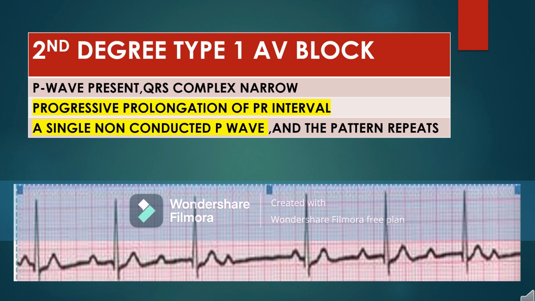Second degree AV block type 1. So here P wave is present, QRS complex is narrow. Here you can see progressive prolongation of PR interval. And after that a single non-conducted P wave can be found. So the PR interval keeps on increasing or prolonging. Then after that a single non-conducted P wave, and then the pattern will be repeated. So this is the feature of second degree type 1 AV block.